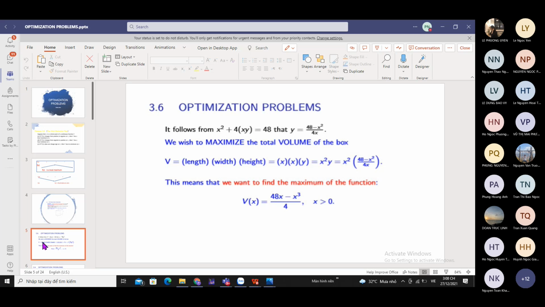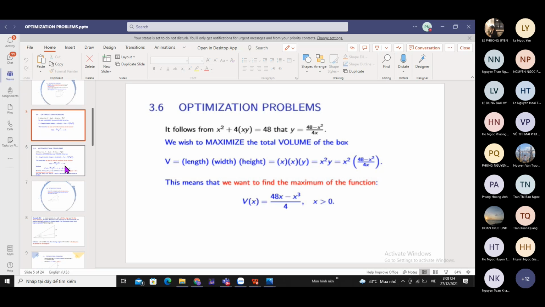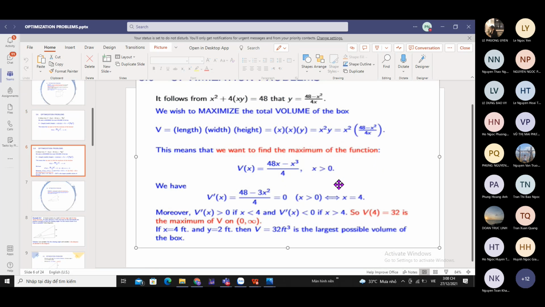Okay, how to find the maximum value of V? You learned it already. We find the critical number, right? And we consider the sign of the derivative around the critical number, and we can conclude something. We find the critical number: we solve the equation V prime of x equals 0. Keep in mind that x here must be positive. So you have got only one critical number, number 4.